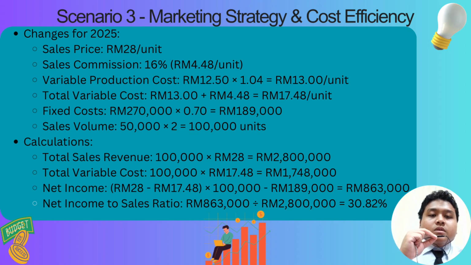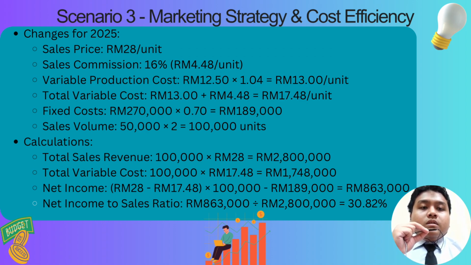Combined with the sales revenue commission, the total variable cost per unit is 17 ringgit and 48 cent. For 100,000 units, the total variable cost is 1,748,000 ringgit. The contribution margin is 1,376,250 ringgit.